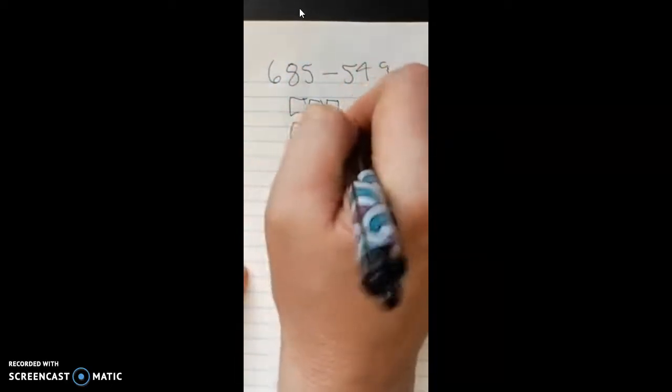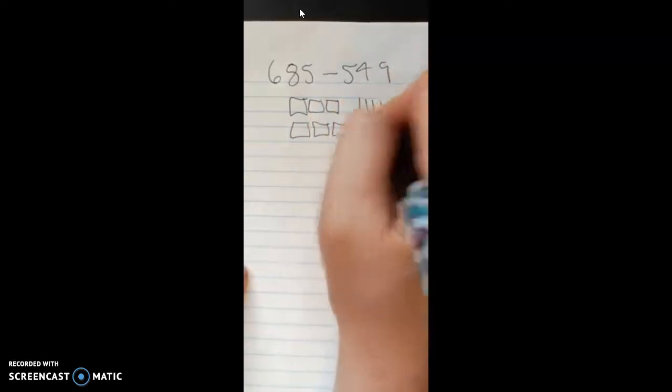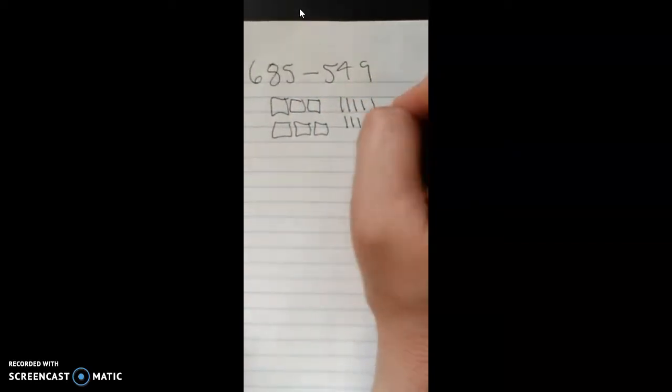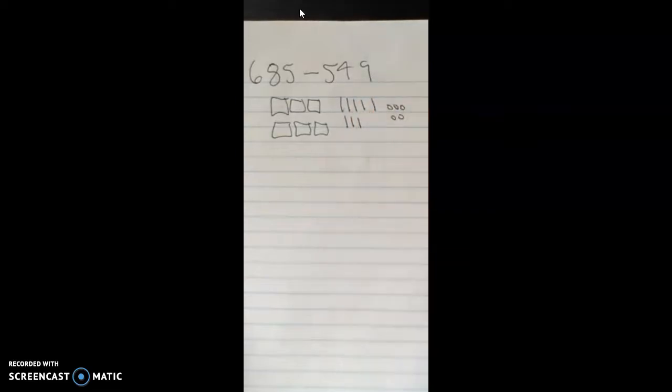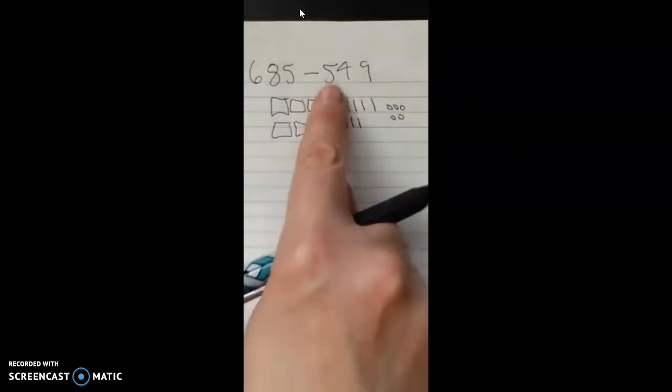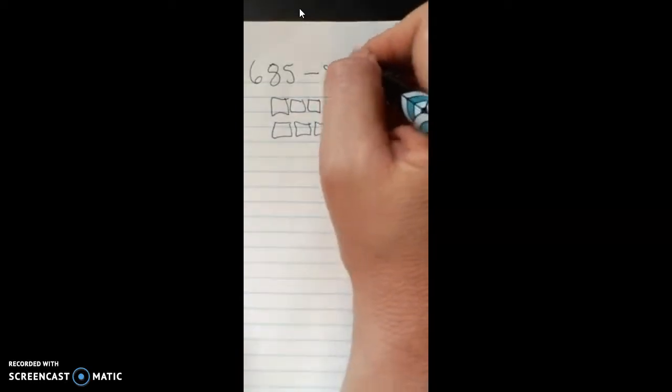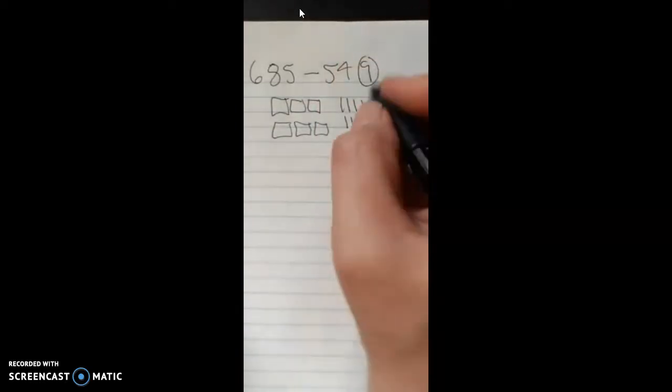So I have 6 flats, 8 longs, so 1, 2, 3, 4, 5 longs, and then I'm going to put 1, 2, 3 underneath for my 8. And then I have 5 singles. All right, and so now you don't draw this one. This is what you're going to take away. So I want to take away 9 singles, all right? I don't have 9, so I'm going to ungroup.